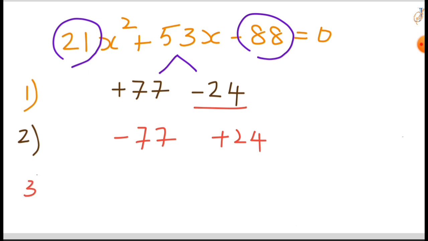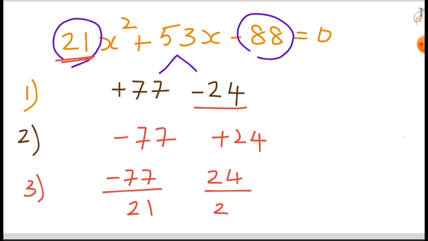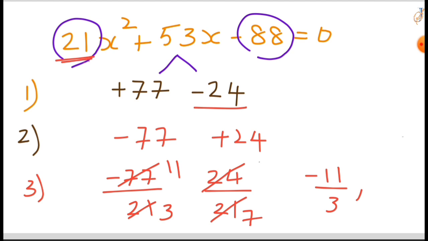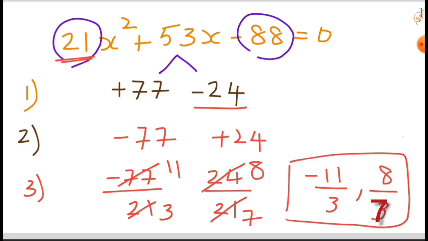And the third step is, this -77 you have to divide by the x² coefficient, which is 21, and here also we have 24 divided by 21. 7 times 11, 7 times 3. So our first root is -11/3. And this is 3 times 8 over 3 times 7, so the other root is 8/7. So these are the roots of this quadratic equation.